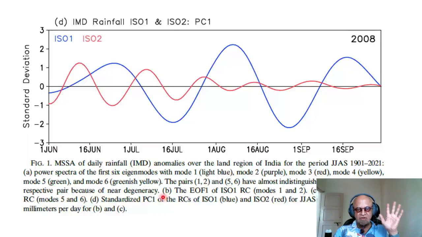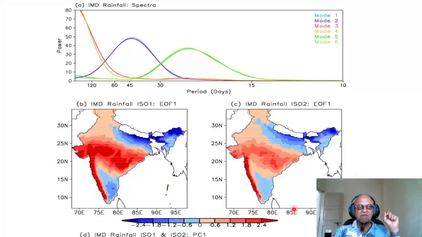Explained variance becomes a problem as you go to higher and higher modes. Then there are the EOF1 of ISO 1 RC modes 1 and 2, and EOF1 of ISO 2 RC modes 5 and 6, and standardized PC1s of the RCs of the ISO 1 and ISO 2. So lots of information, but just look at how mode 1 is in this bluish color, mode 2 is in this purplish color, and they are almost going together. Modes 3 and 4 have this kind of exponential structure when you look at periods in days and the power in the spectrum, and you have modes 5 and 6 at higher frequency, so you have periods going from low frequency to higher frequency here. So you have the 25 to 45 days that we mentioned before.